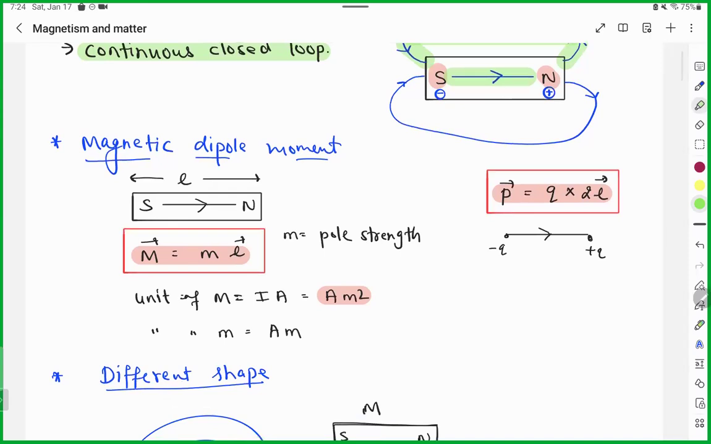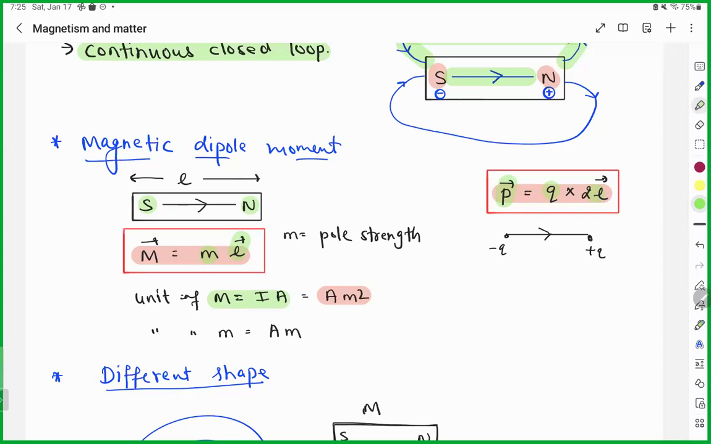Second, dipole moment. Same comparison. Like normal dipole moment is charge into length. In case of magnet, whatever is the distance between the two poles, it is m, pole strength, into L. Remember, magnetic moment is also equal to current and area. So there are two versions of magnetic moment, dipole moment. One is current into area. Second, pole strength and length. So instead of charge, you have pole strength. Length is the same.